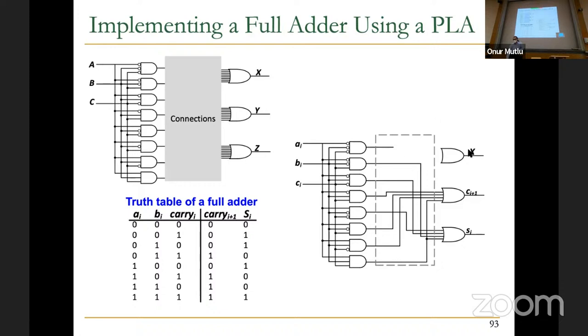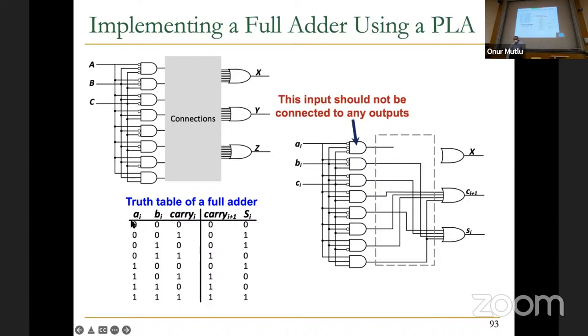You basically, X is not used, this output is not used, but sum is really connected to the min terms over here. And by looking at the picture, you can convince yourself that this OR gate for sum is connected to the min terms where sum is equal to one. And this OR gate for carry out is connected to the min terms where carry out is equal to one. And these are the min term generators, or a decoder, basically.